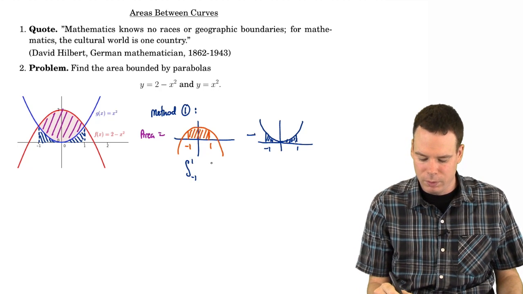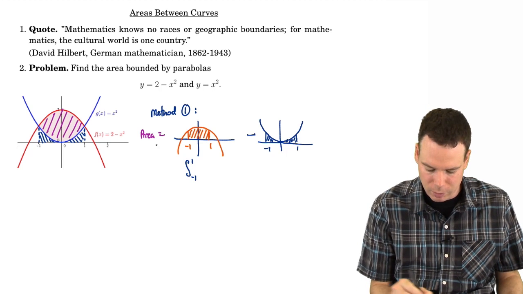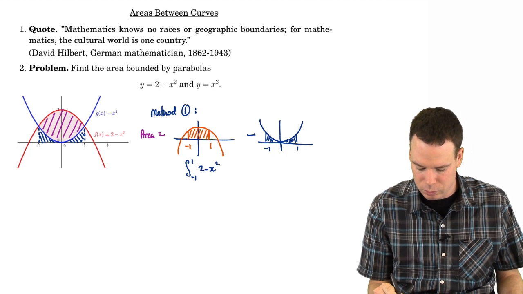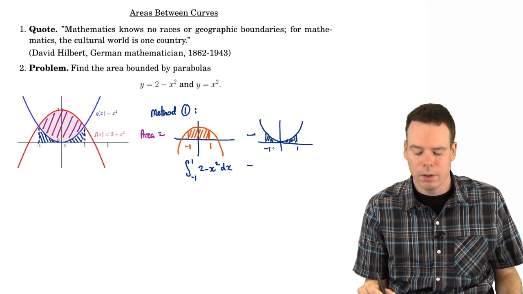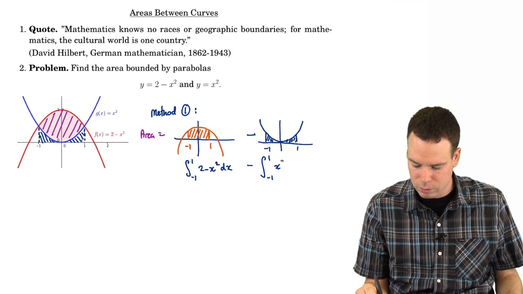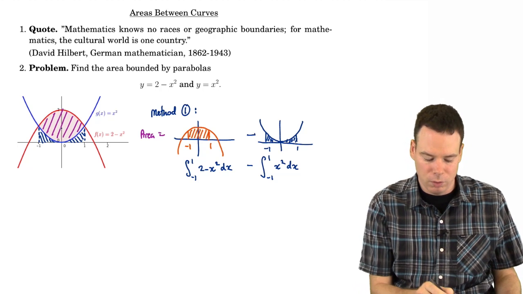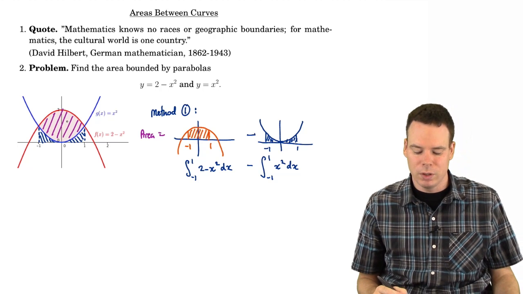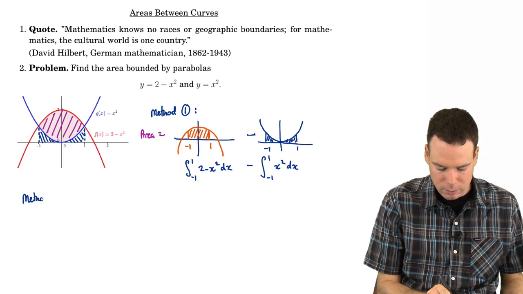This is the integral from -1 to 1 of the function given by the red curve, which is 2 minus x squared dx. And we're going to take away the area of the blue region. That's the integral from -1 to 1 of x squared dx. And that gives us the area, what's left over, or their difference, which is the purple region. So that's one way to do it. I want to look at another way to do it.